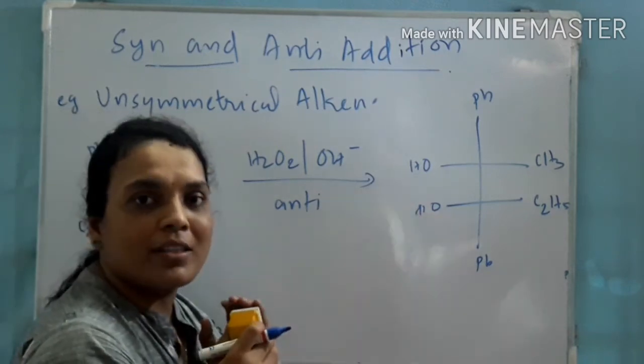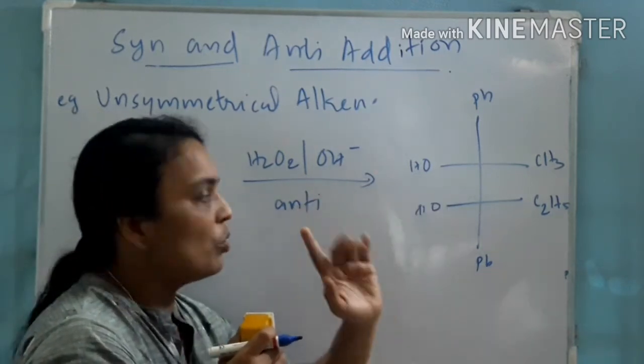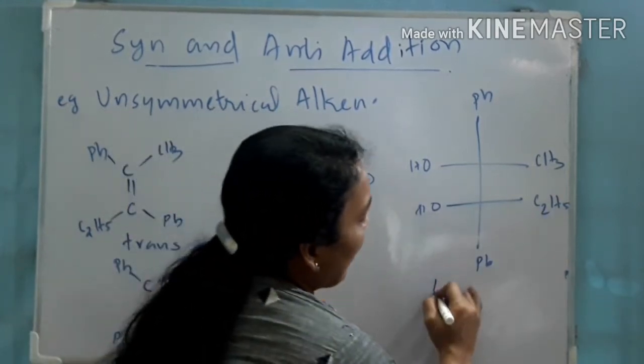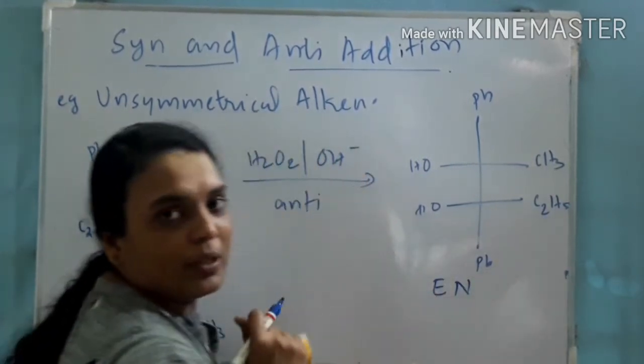So this is the product. Is it a meso compound? No. These two groups are different groups. It is not a meso compound. Again it is an enantiomer.